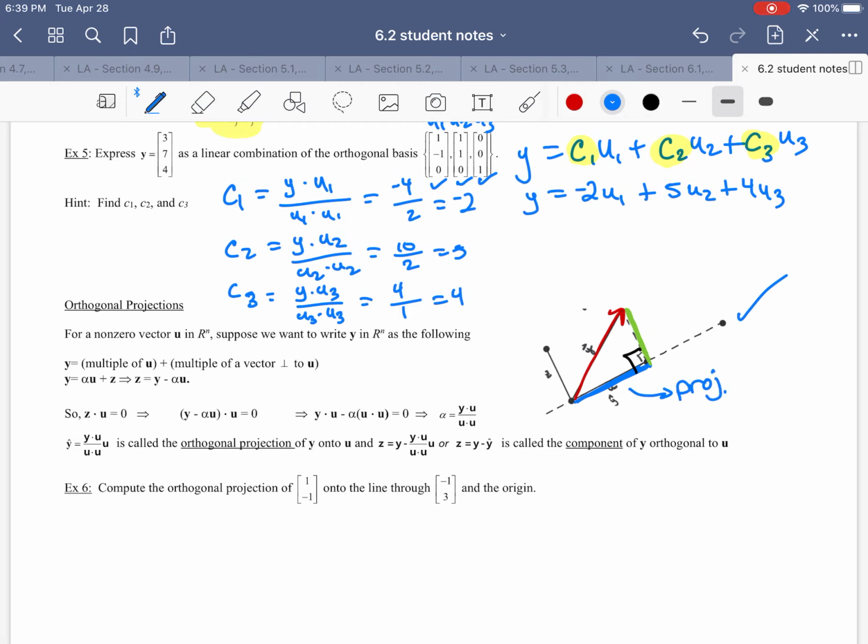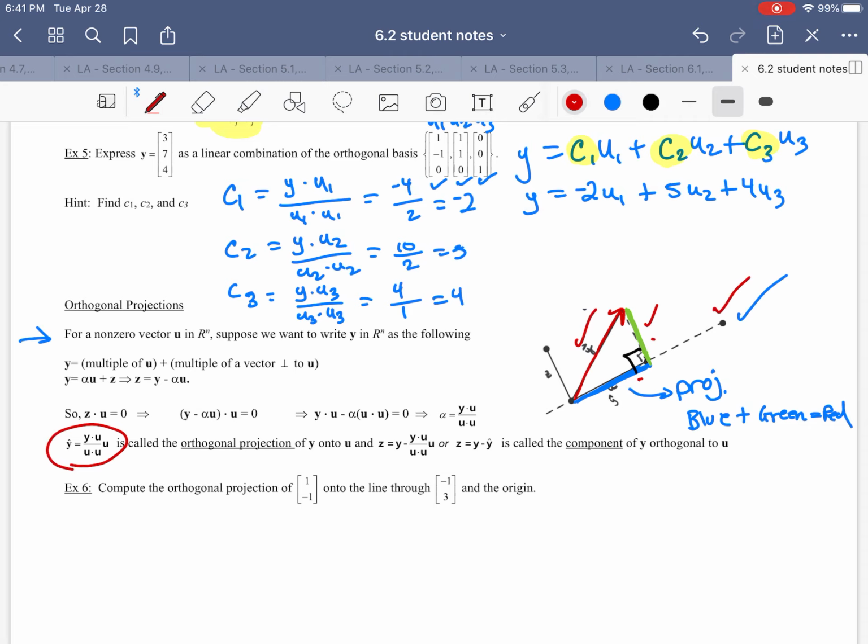Okay, so let's read over here. For a non-zero vector u in Rn, suppose we want to write y as the following. We want to write y, so that's this guy right here, as a multiple of u. So remember, u is going in this direction, as a multiple of u plus a multiple of a vector perpendicular to u. So that would be this guy right here. So we're trying to break it down into these two pieces. All right. So to figure out this blue piece, you're going to do projection. If you go back to when we did projection before, you remember it was these dot products right here. And so that is going to be the blue vector. And to find the green one, we already know the red one, so we're going to do the red minus the blue to get us the green.